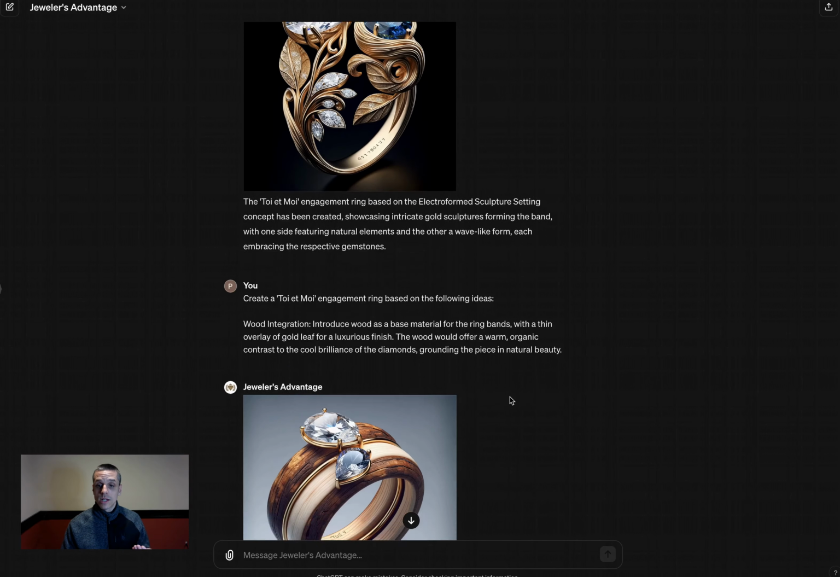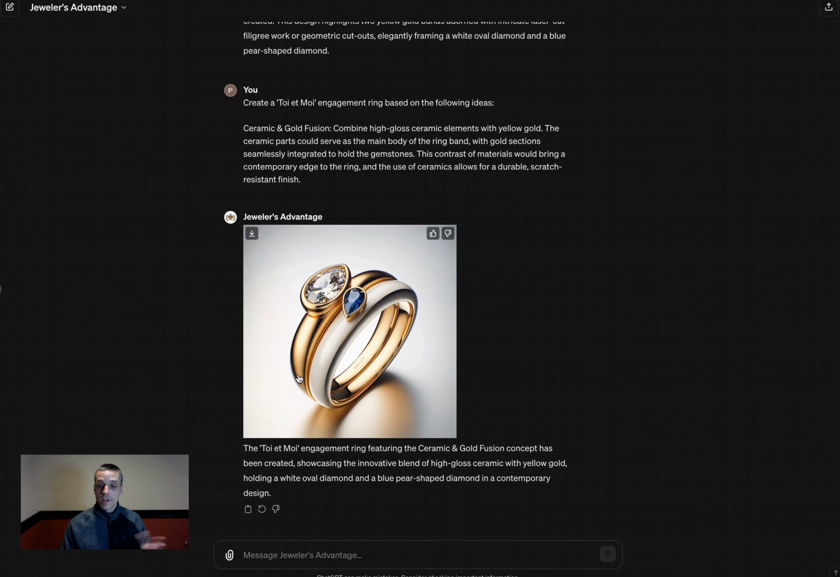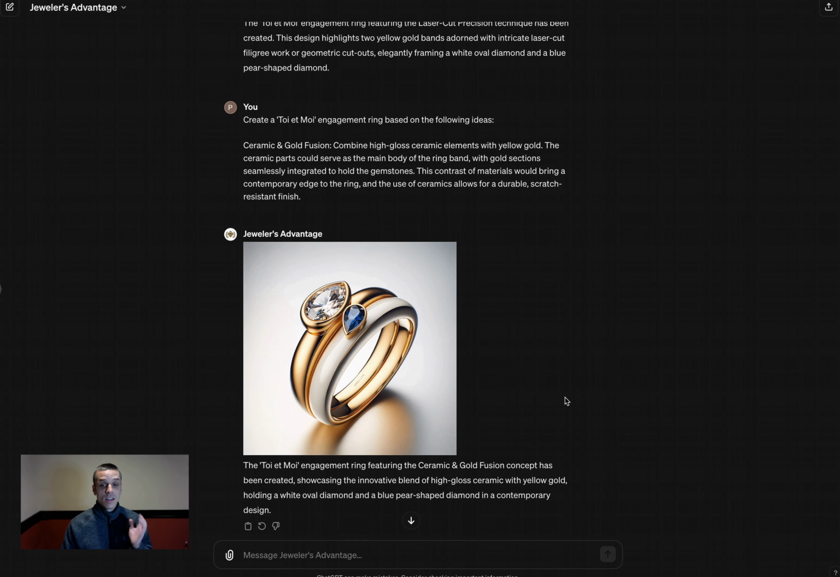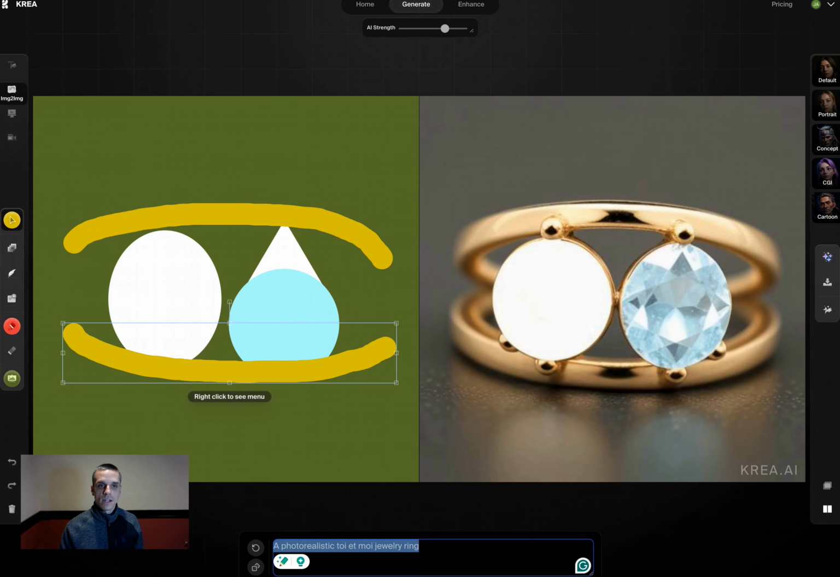I could have done this 20 more times and gotten 20 more crazy designs, and maybe 5 or 6 of them would have been this good. So that's something to keep in mind. If you do want to have ultimate control, I'm over here in a tool called Crea. I'm in the beta for this. This is a feature that we're going to add to Jeweler's Advantage. I just want you guys to see this because it is pretty cool.